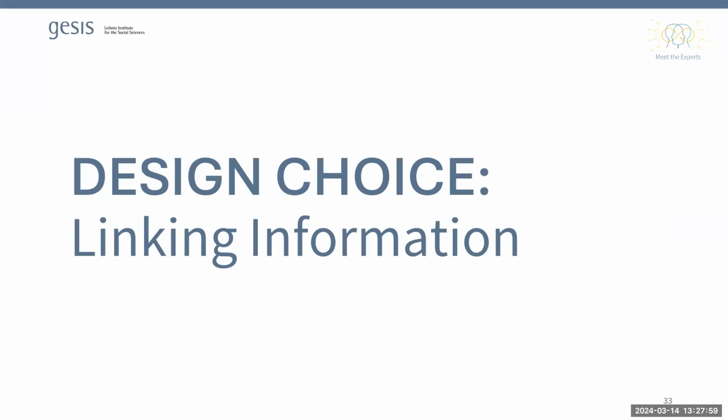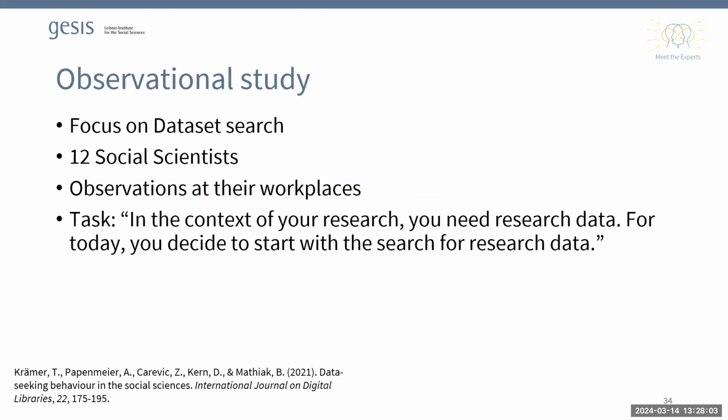So the next design choice is about the linking of information in the search system. To understand this phenomenon a bit, my colleagues did an observational study with social scientists at their workplaces. This was specific to research data, so how researchers look for a research data set. And here the task was: in the context of your research, you need research data. For today, you decide to start with the search for research data.